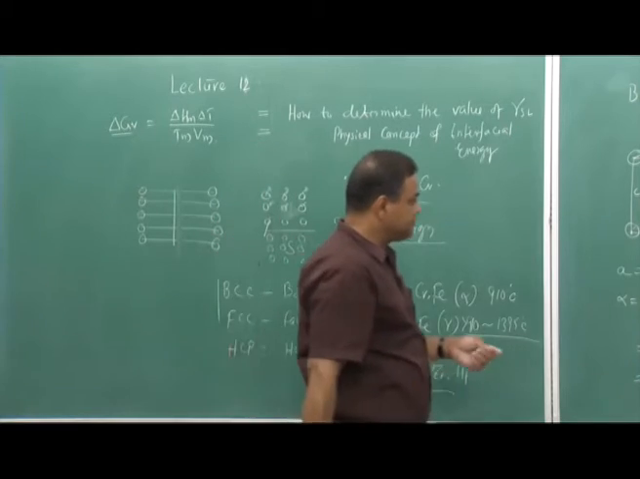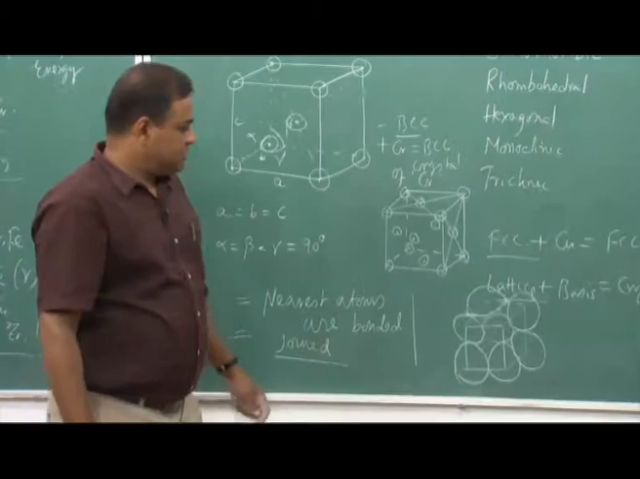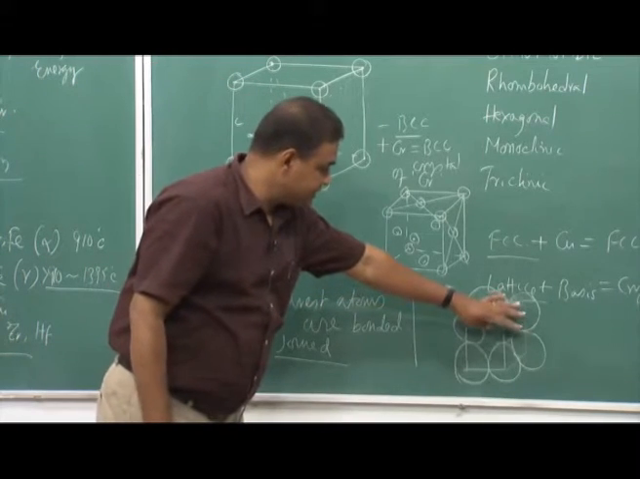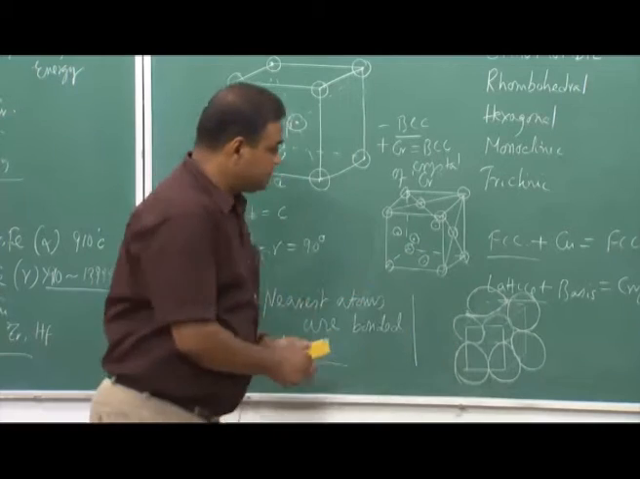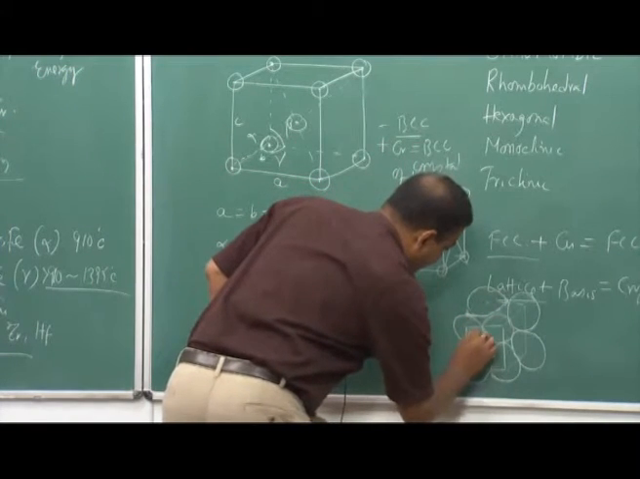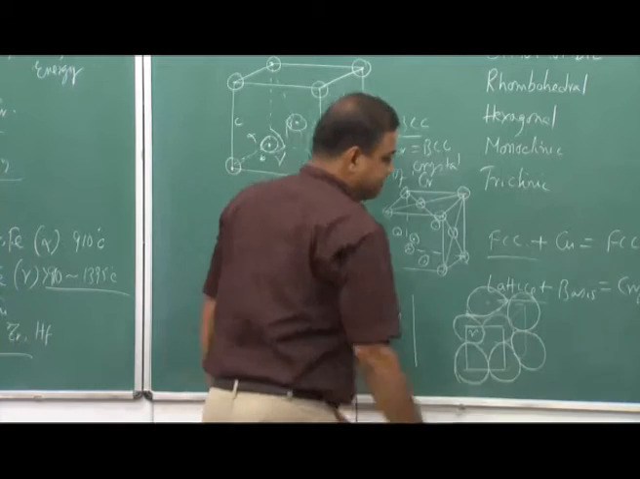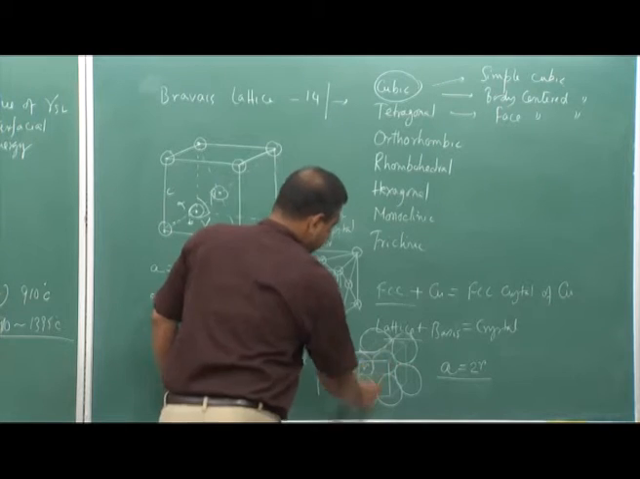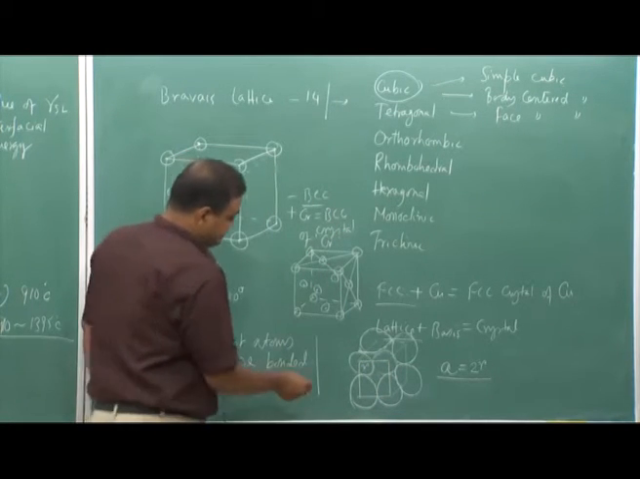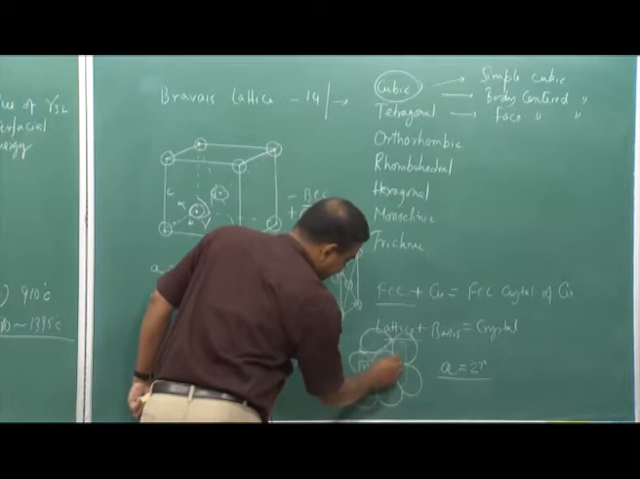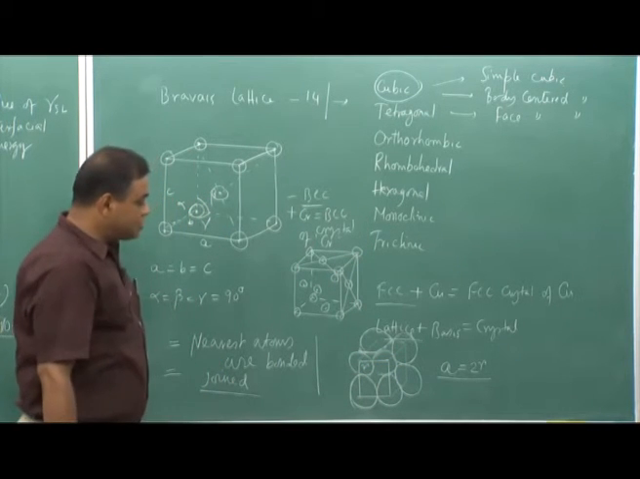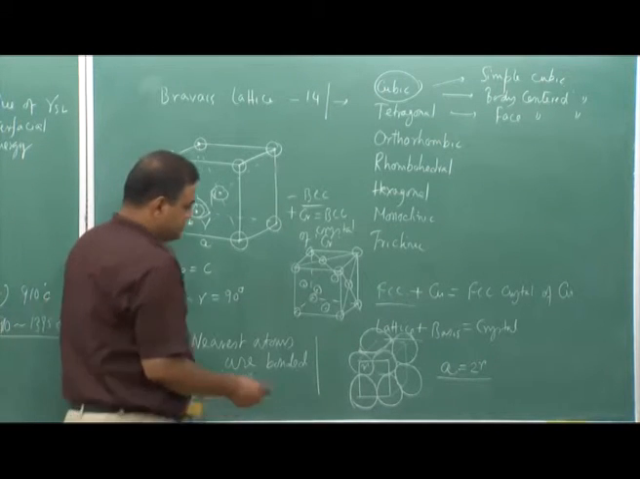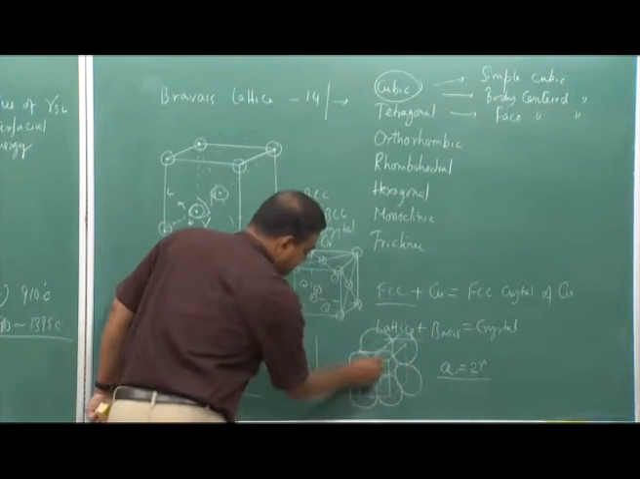Now, if we come back to this particular board, you can see that in case of simple cubic, all the atoms are connected, and 2r, if this radius is r. So, you can see this lattice parameter A equals 2r. So, the nearest neighbor is this, and at the same time, if we consider this atom, it is joined with 6 atoms.